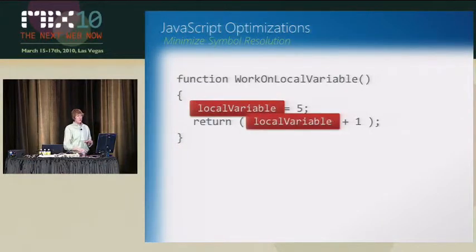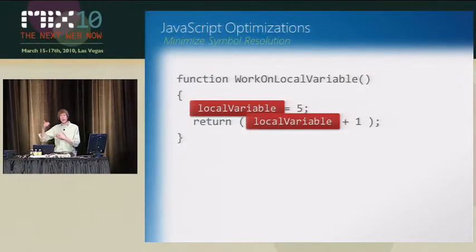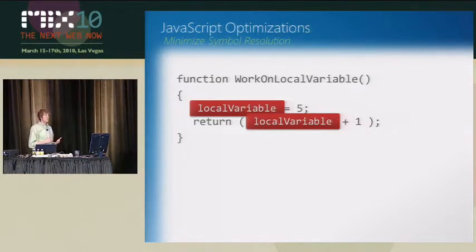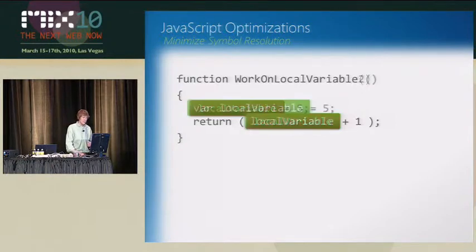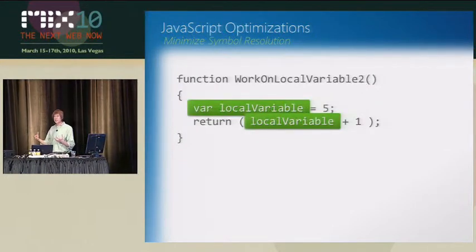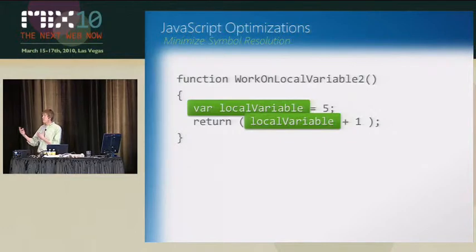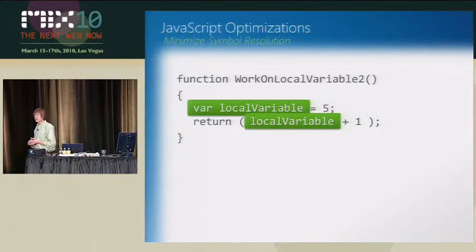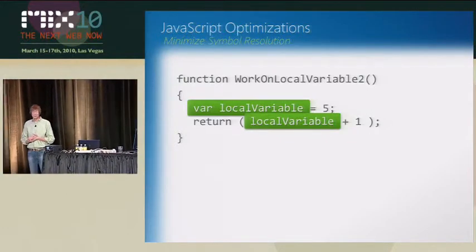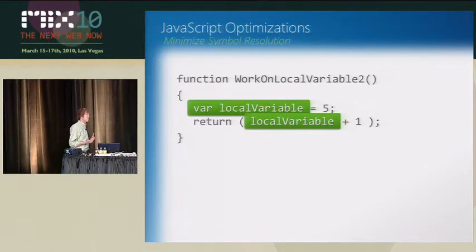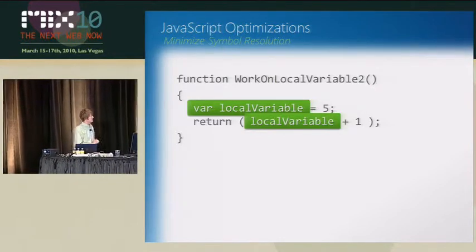You can see that my local variable, I didn't actually specify the var keyword. And so what happens in this case is it has to walk all the way up to the global scope to find that local variable. So even though I'm only using it in this function, it's actually a global variable. By adding the var keyword, I've then scoped it to local. This is a very common mistake that's made across many different websites, web properties today, even among sophisticated JavaScript developers.